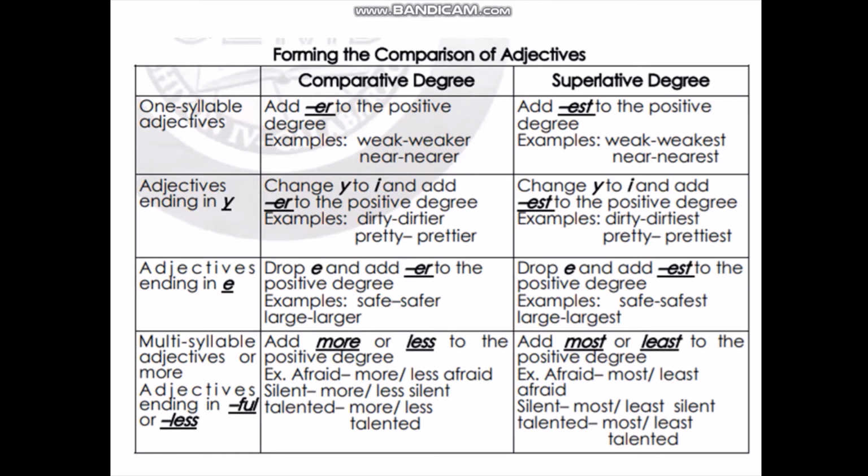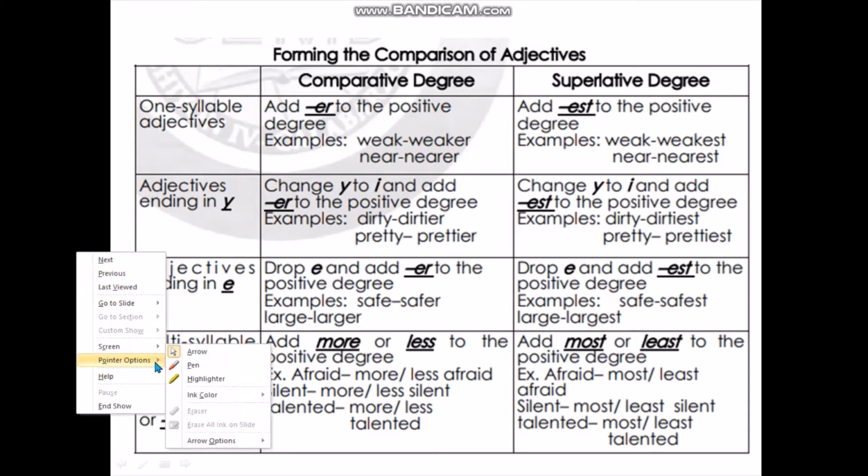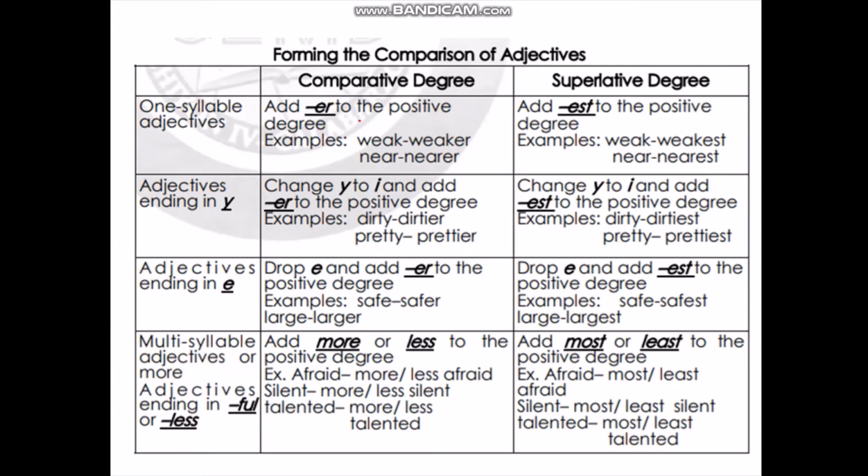So for 1-syllable adjectives, we just have to add ER to the positive degree. Examples: weak, weaker; near, nearer. For superlative degree, we need to add EST to the positive degree. Example: weak, weakest; near, nearest. So now, we're done with 1-syllable adjectives.